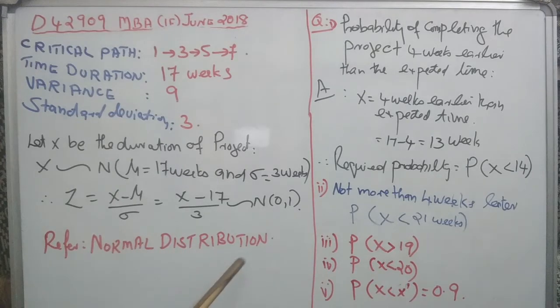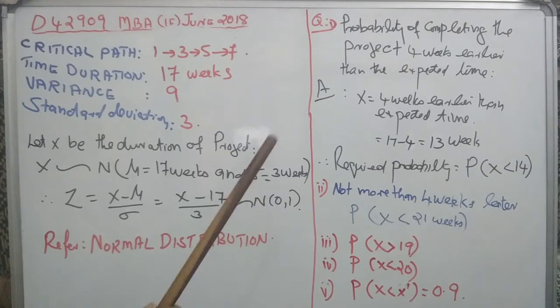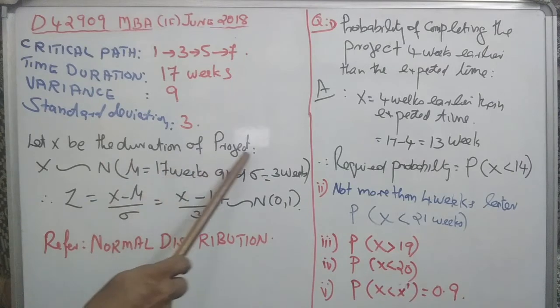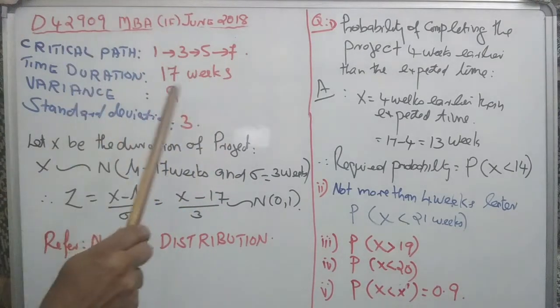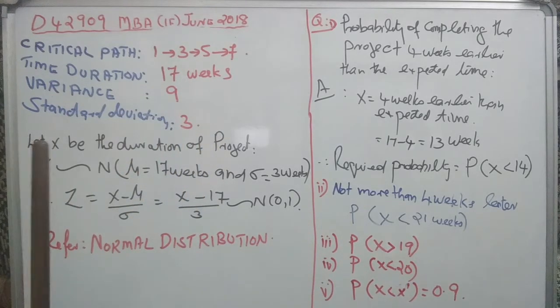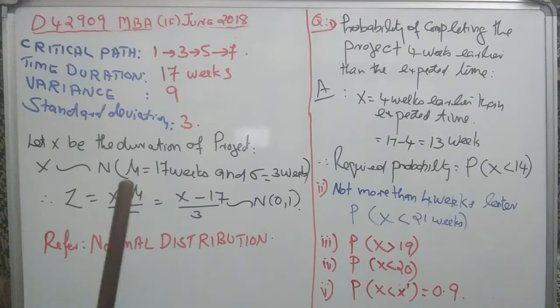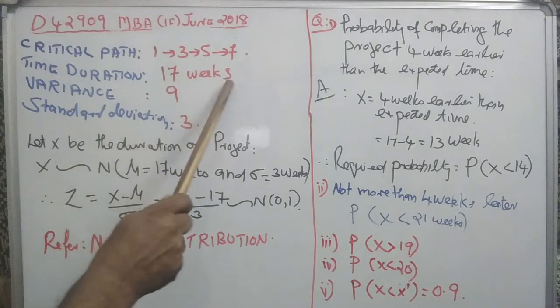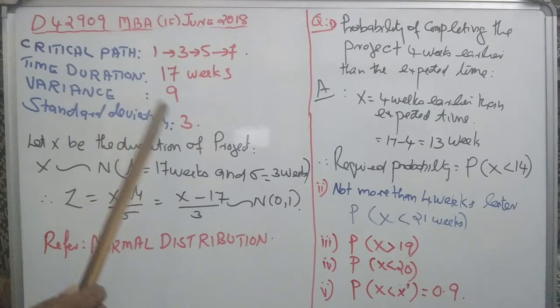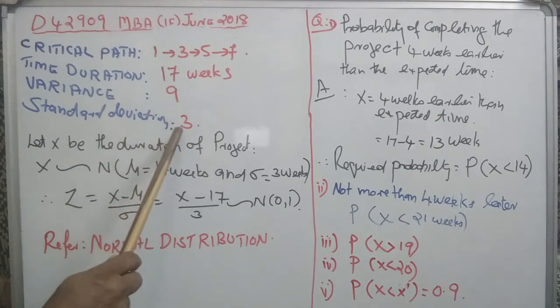Here we use normal distribution. So the students have to refer to normal distribution. For answering these questions, we introduce a normal variable X. X be the duration of the project. And the expected duration is 17. We know that for normal distribution, there are two parameters. One is the mean, the average duration. It is 17 weeks. Weeks is the unit given in the problem. And the second parameter is variance. Variance is 9 or standard deviation 3.